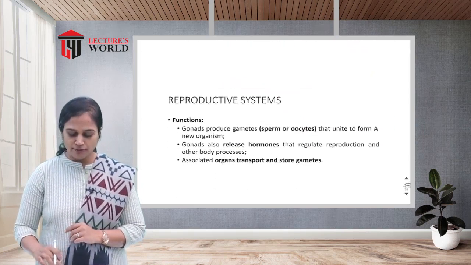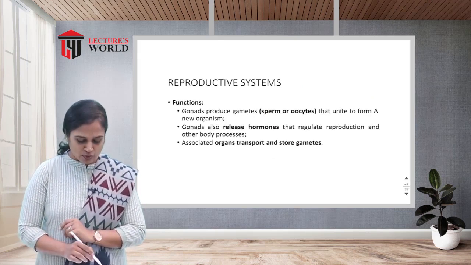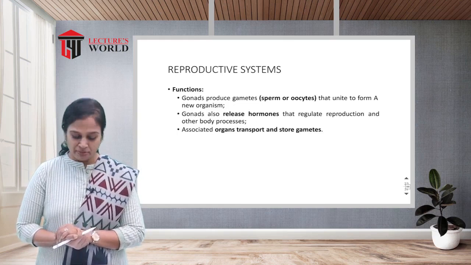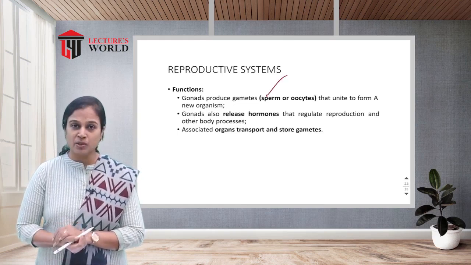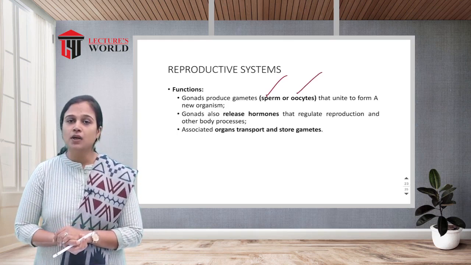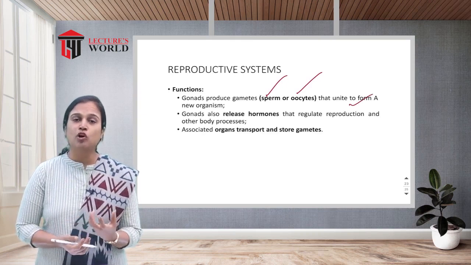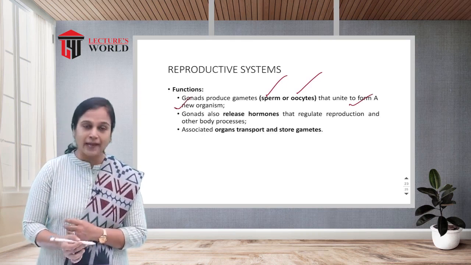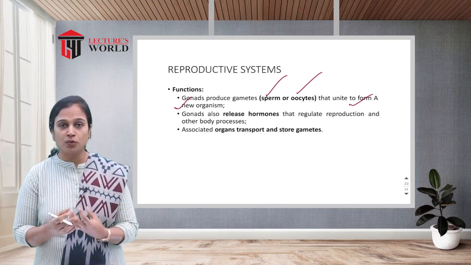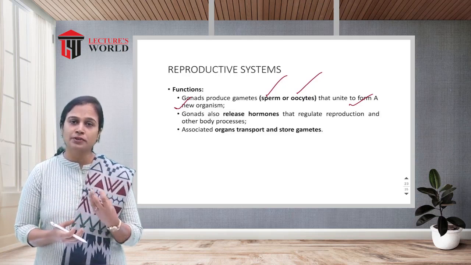Now talking about the function of the reproductive system of both male and female. The gonads produce the gametes. In male, the testis produces the sperm, and in female, the ovary produces the oocytes or the ovum, and they unite to form a new organism. So the fertilization of the sperm and ovum causes the new human or the new organism.